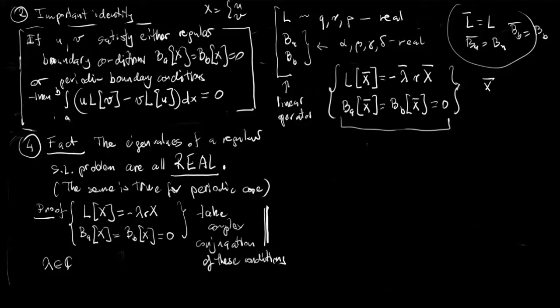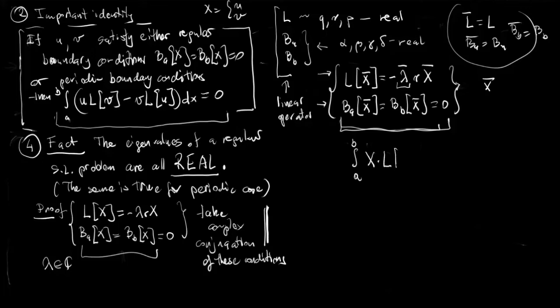So this means that X conjugated satisfies the same Sturm Liouville problem with the same boundary conditions, but with eigenvalue lambda bar, which is a conjugation of our original lambda. So in particular, because function X and its conjugation satisfy the regular boundary conditions, we can apply our important identity, which says that the integral from A to B of X times Sturm Liouville operator applied on X conjugated minus X conjugated times Sturm Liouville operator acting on X dx is equal to zero.